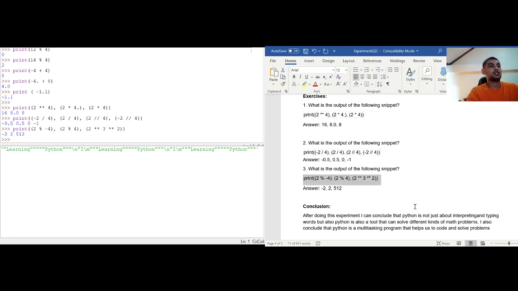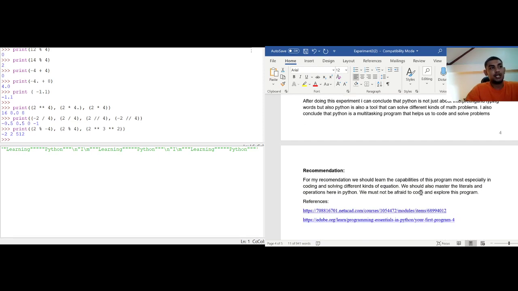So for the conclusion, after doing this experiment, I can conclude that Python is not just about interpreting and typing words, but Python is also a tool that can solve different kinds of math problems. I conclude that Python is a multitasking program that helps us to code and solve mathematical equations.